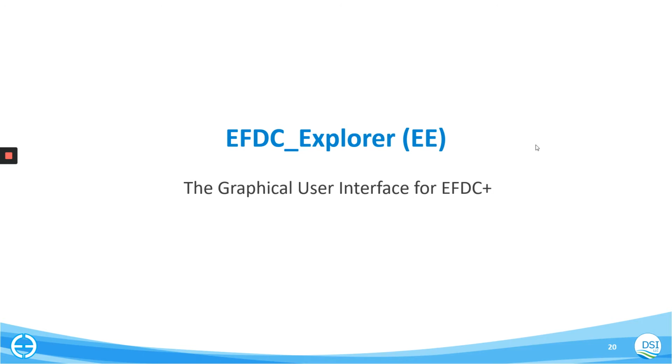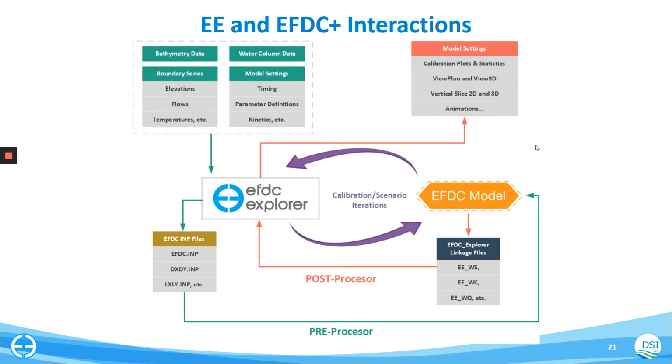So now we move on to the graphical user interface for EFDC Plus, that is the EFDC Explorer. This is the software that is used to create a new EFDC Plus model, change the parameters, and make the model file so that you can run it with EFDC. In the center is the EFDC Explorer interface. It creates the .inp file, and it reads the data from the different time series and information that you provide. You can also save the model settings here, and it works as a preprocessor and makes the files for the EFDC. Once the EFDC is run, EFDC Explorer can look at the output, and you can look at the results and make changes and prepare new sets of files for the new EFDC model.